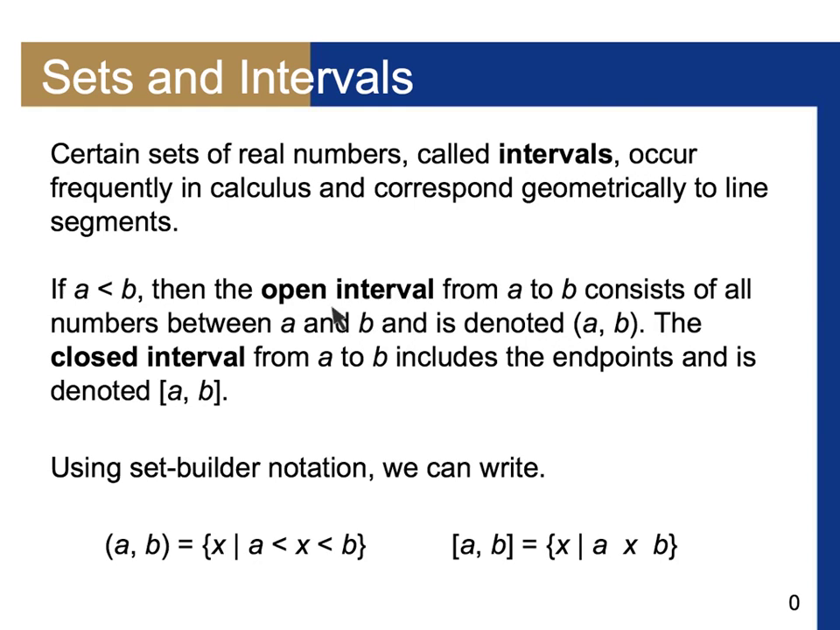Okay, so we start with A less than B, so A is going to be left of B, and we talk about an open interval. Open interval means we don't include A and B, and we would write it using interval notation as this. This is the start point, A, and this is the end point, B. Okay, so that's an open interval.